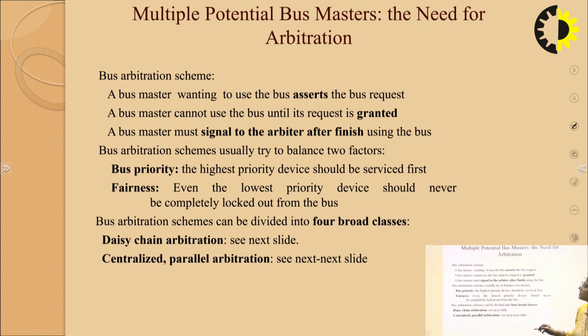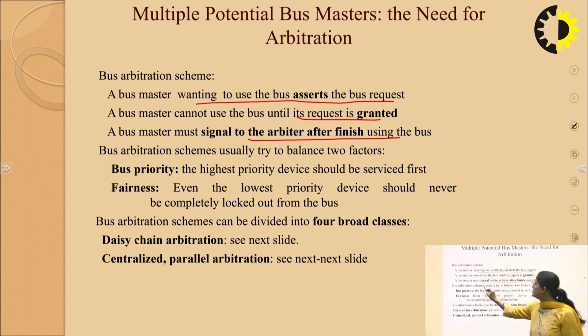In the bus master scheme, a bus master wanting to use the bus asserts the bus request. The bus master cannot use the bus until its request is granted. So first the request will be granted to the bus master, and only then will the bus master acquire that status. The bus master must signal to the arbiter when it has finished using the bus.